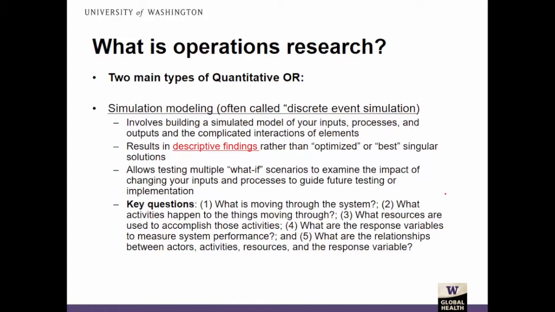So there are two main types of quantitative operations research that we'll focus on for the purpose of this course, which I mentioned a little bit previously. These include simulation modeling, often called discrete event simulation or agent-based modeling. And those are contrasted with optimization approaches, which is often called linear programming. First, let's talk about simulation modeling.